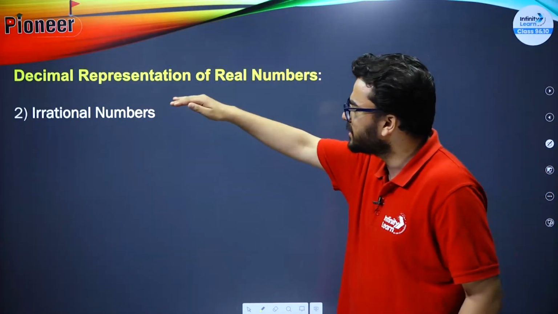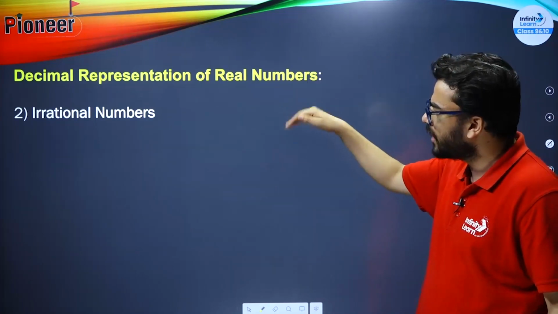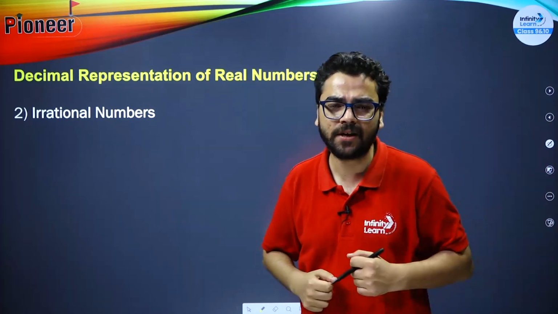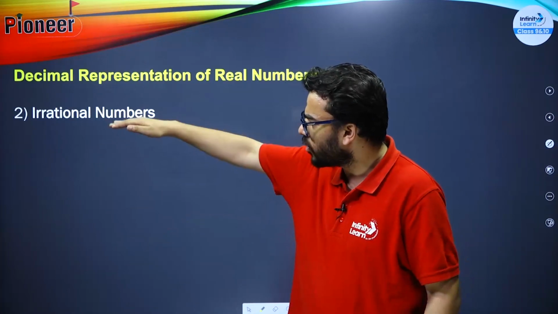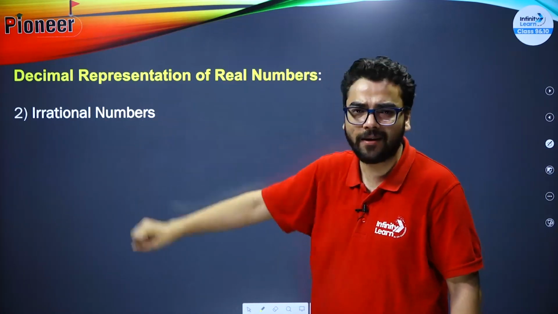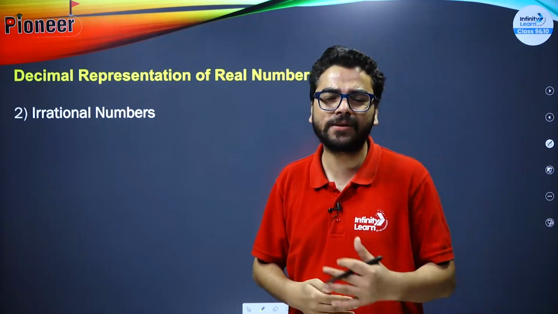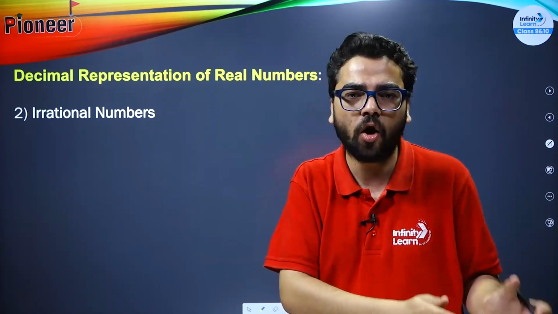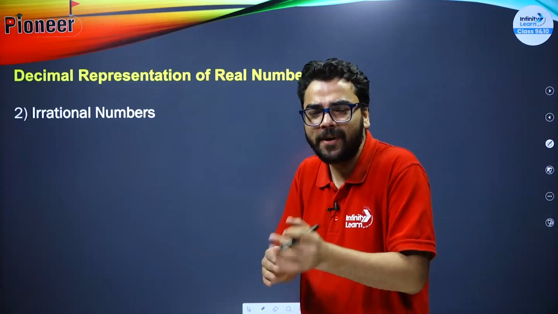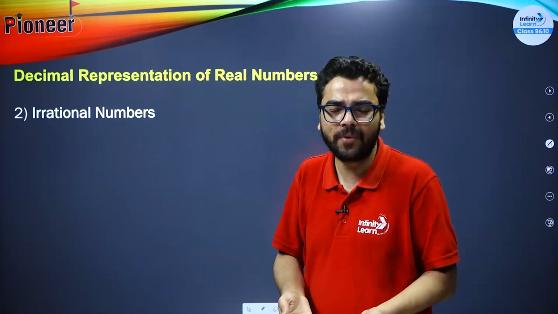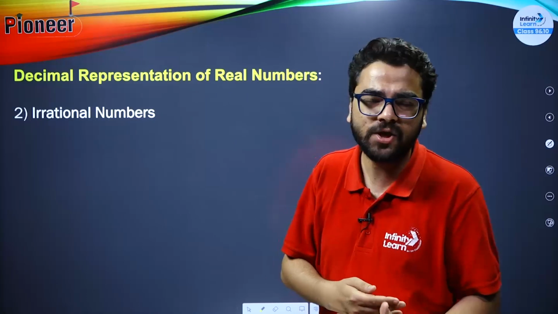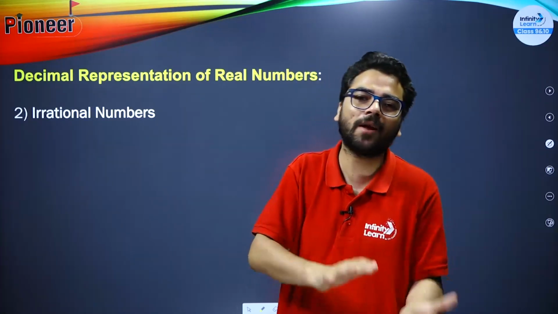So you have got decimal representation of real numbers. We already have seen the decimal representation of rational numbers. Now we are talking about decimal representation of irrational numbers. So every time you will not get numbers whose decimal representation will terminate or non-terminate but repeat. There are numbers in which the decimal representation is neither terminating nor repeating.